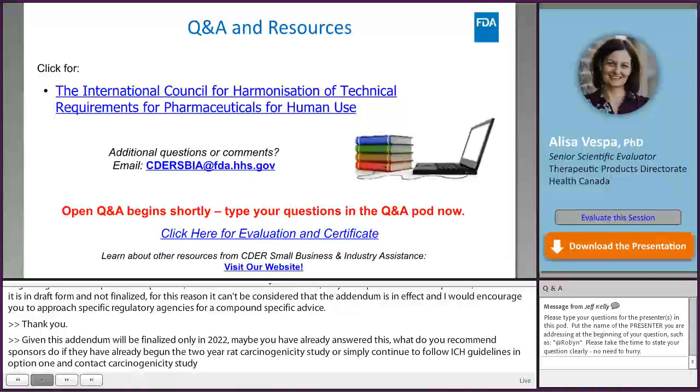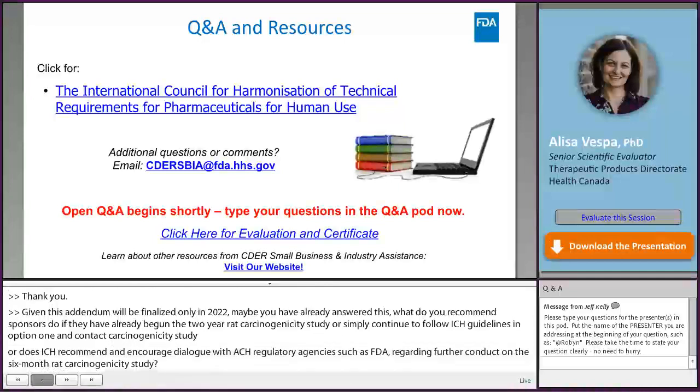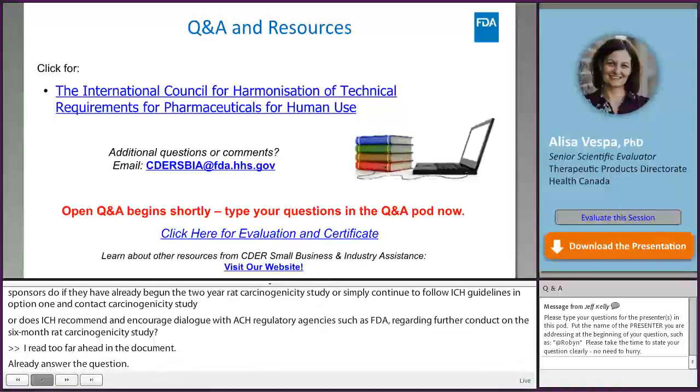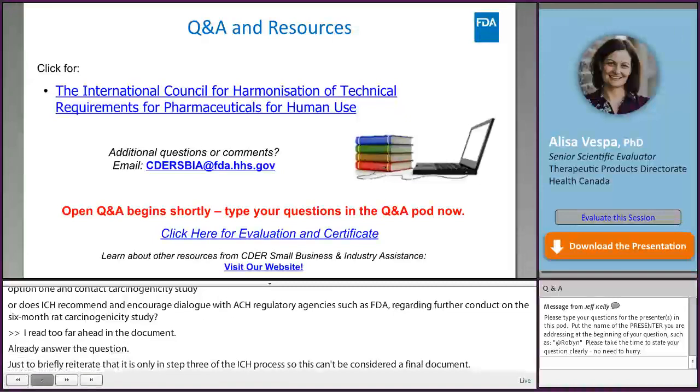Yes, so I read too far ahead in that document. So yes, I have already answered the question, and just to briefly reiterate, it's only in step 3 of the ICH process, so this can't be considered a final document. And if there are any compound-specific questions at this point in time, since the addendum is not finalized, I would encourage a discussion with the specific regulatory agency.